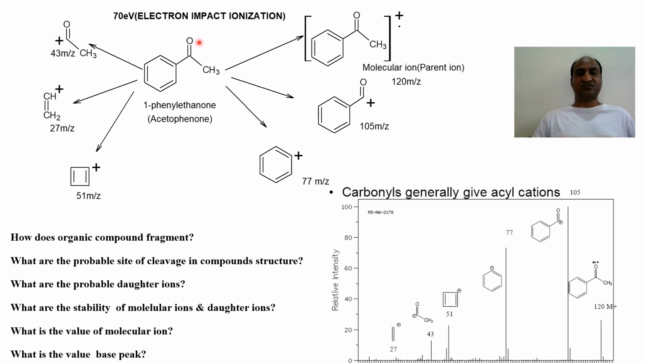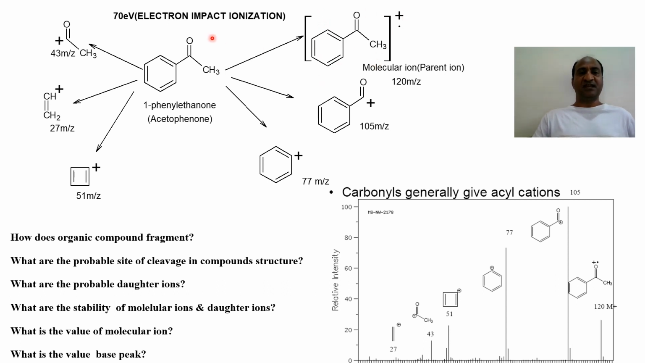For this, I have taken the example of one aryl ketone, acetophenone, benzene ring COCH3. When this compound is fragmented by electron impact ionization at 70 electron volts, first of all, it will give you a molecular ion or parent ion or a radical cation. What is happening here is that one of the electrons is removed. We are not sure from which position the electron is removed, so we have put the bracket with plus dot.